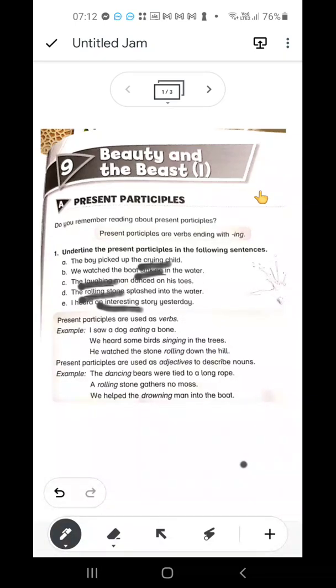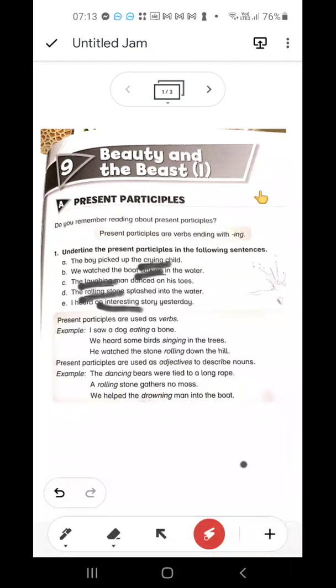The other use which I told you is use as an adjective. As you know, girls, adjectives tell us about the quality of a noun. So in the first example, crying child, here it is used as an adjective because child is the noun and crying is telling us more about that noun. Simple.